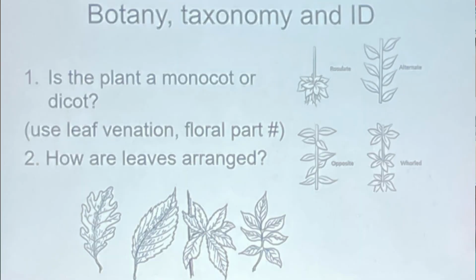That's the first thing. What you're supposed to do, if you have a troubled plant, is identify it. What kind of plant is it? And that will tell you a lot right there. Basically, you're going to ask yourself, is it a monocot or dicot? Use leaf venation, floral parts, and how the leaves are arranged.